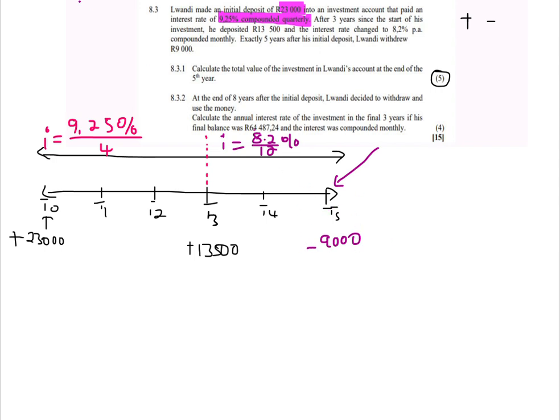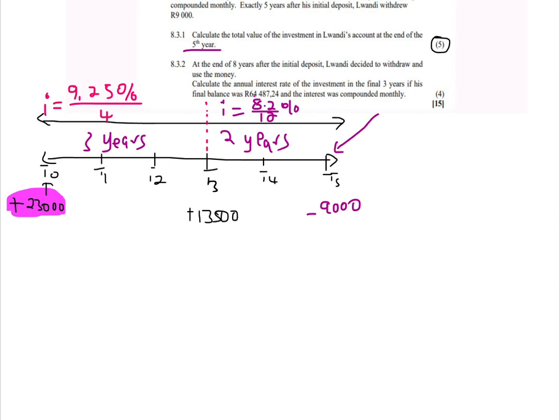Now let's see. First of all, I'm gonna start with the first payment of 23,000, and it's gonna be compounded 2 times because it's gonna experience the 9.25% for a period of 3 years, and then it's gonna experience the 8.2% compounded monthly for a duration of 2 years. To know how long it has been charged, you take where it ends at T3, subtract T0, and it's 3 years. And this one is T5 minus T3, that is 2 years. So in total, 3 plus 2 years gives us 5 years, and that is exactly what the question wants.